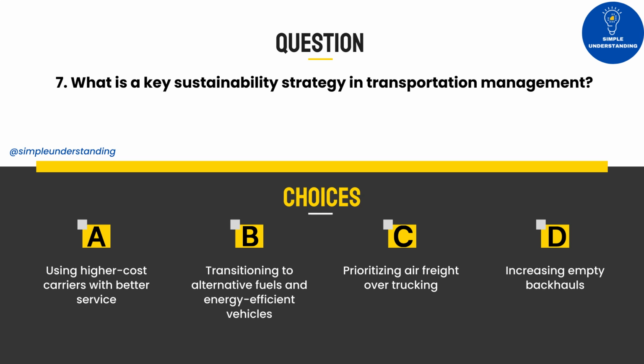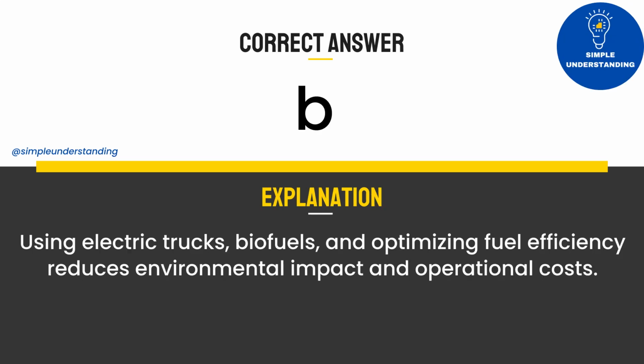7. What is a key sustainability strategy in transportation management? A. Using higher-cost carriers with better service. B. Transitioning to alternative fuels and energy-efficient vehicles. C. Prioritizing air freight over trucking. D. Increasing empty backhauls. Correct answer, B. Explanation. Using electric trucks, biofuels, and optimizing fuel efficiency reduces environmental impact and operational costs.